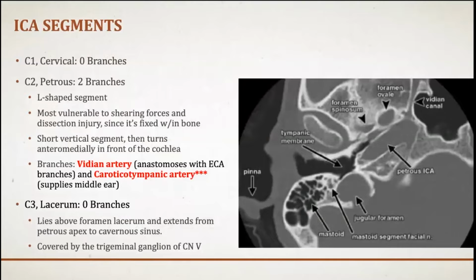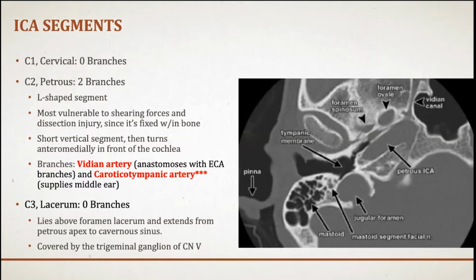So we can go through the ICA first, and the easiest way to think about it is to separate the ICA into segments. There's a C1 segment, the cervical segment, that does not have any branches and runs through the neck. C2 is the petrous segment that has two branches. The petrous segment is an L-shaped segment. And one thing to remember a lot when you become neurosurgery or neurology residents is that this is the segment most vulnerable to dissection, because it's fixed within bone and it comes from the cervical segment, which is free in the neck.